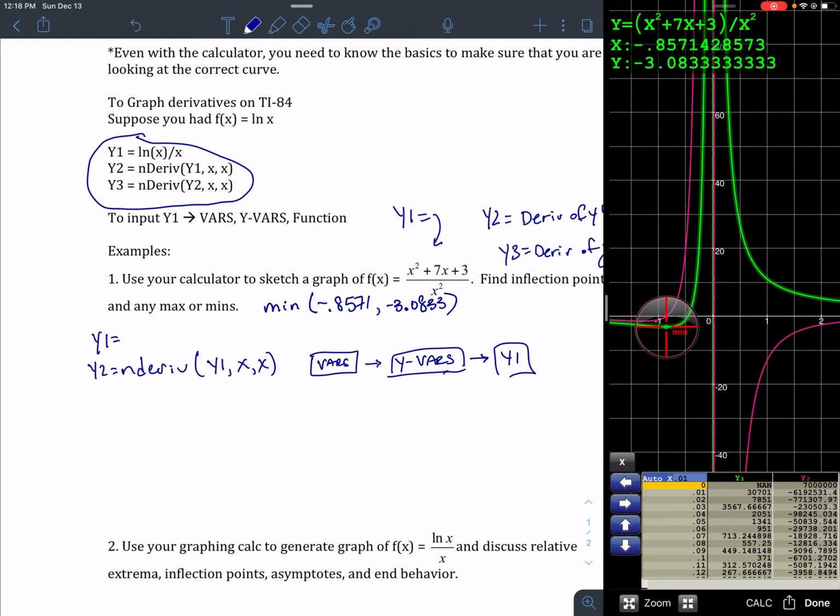We know we have a minimum value there. But let's go ahead and find the intervals where it's increasing and decreasing. In other words, where my slopes are positive and where my slopes are negative. And I'm going to use the first derivative to do this.